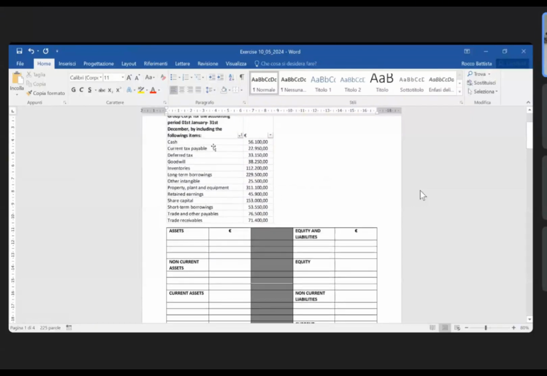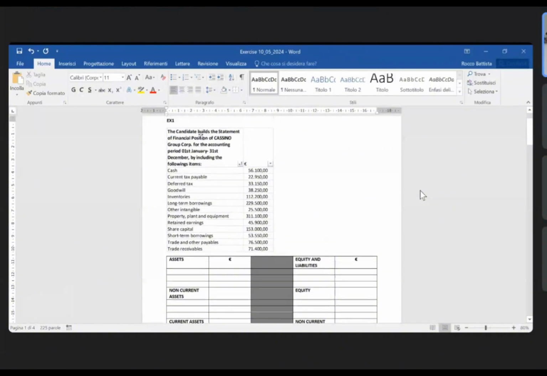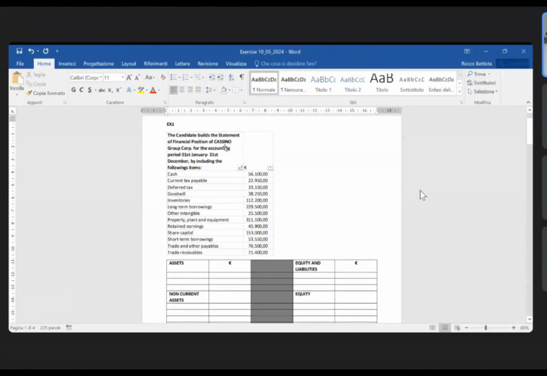You start with the information you have in the description. So the candidate built the statement of financial position of Casino Group Corp for the accounting period 1st January to 31st December by including the following items. You have this item. In general, I use the same name of the item. What will be different is the number you can see in this column.